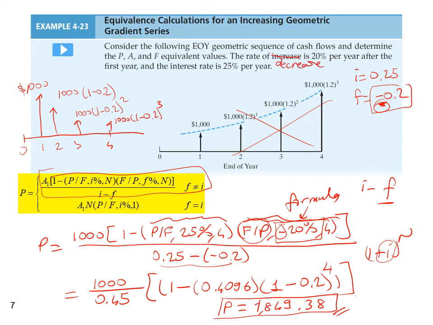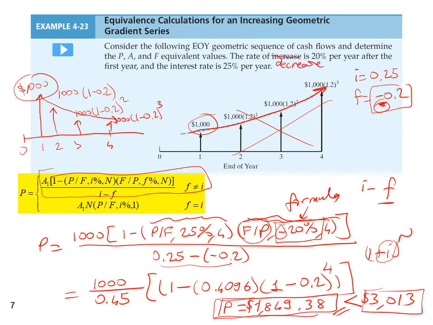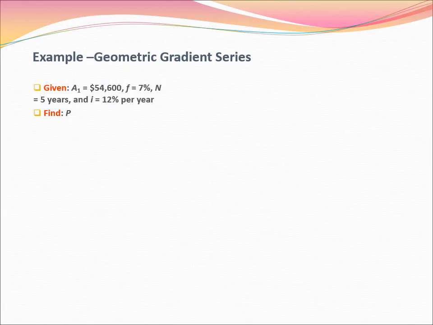In the previous version, the present worth was $3,013, but here is 1,000. And what is the reason? The reason is actually this. In the previous version, you are increasing your payments, but in this one, you are decreasing your payments, and the starting values for both of them are the same. So in the second one, the present worth should be less than the present worth of the first one. And once you have these present worth values, you can simply calculate the annual equivalent or future equivalent values.